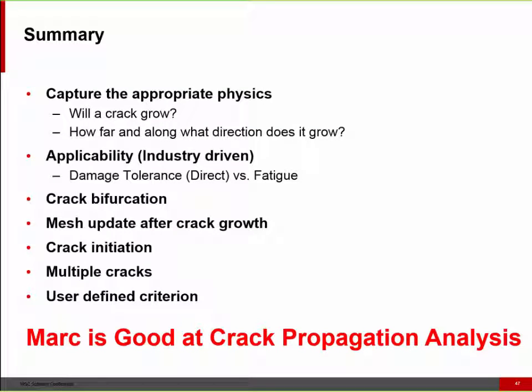As we discussed in this webinar, Marc can handle all the different types of numerical challenges shown in this list, including crack bifurcation, mesh update, especially with global remeshing, crack initiation, multiple cracks, and user routines for user-defined criterion and crack growth direction. So the conclusion is that Marc is a good tool for crack propagation analysis.